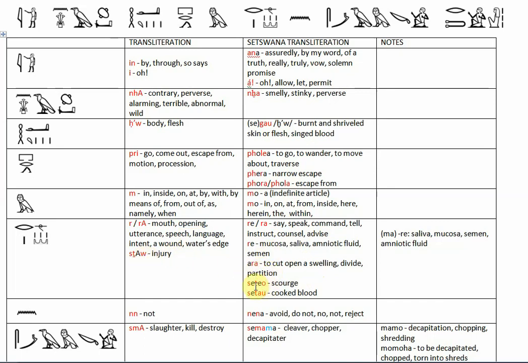Then we have this one, siteo. Siteo means scourge. A scourge. Okay. And we also have sitao. Sitao, which means cooked blood. All right. And the next glyph we have is nen, which means not, and in Setswana, Sotho, we have it as nena, which means avoid, do not, no, not, reject.